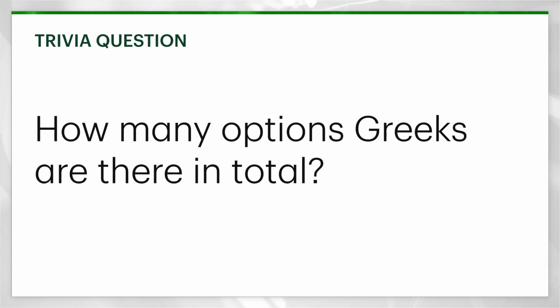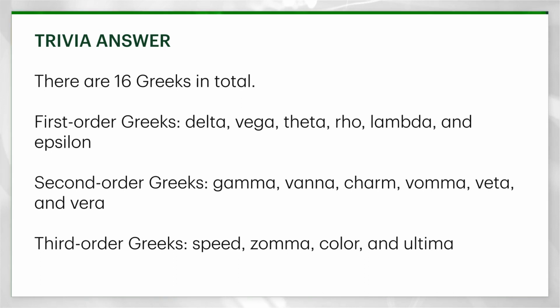As a refresher, the question was, how many option Greeks are there in total? The answer may surprise someone. The answer is actually there are 16 total option Greeks. All right, I'll run through them. The first order Greeks are delta, vega, theta, rho, lambda, and epsilon. They measure the impact of various factors on the price of an option. The second order Greeks are gamma, which we've discussed, vanna, charm, vomma, veta, and vera.